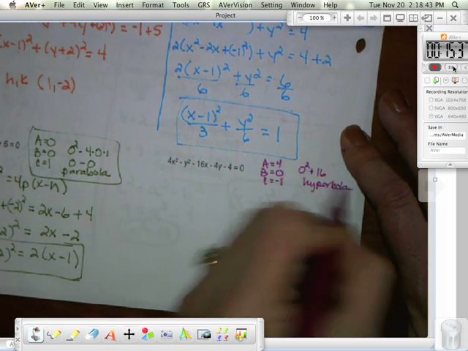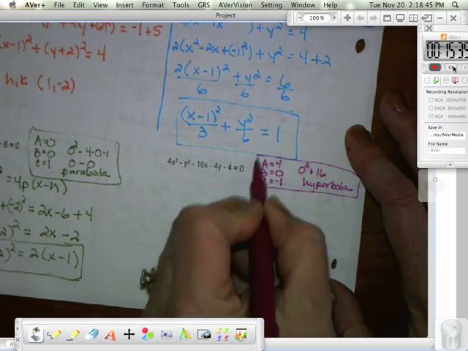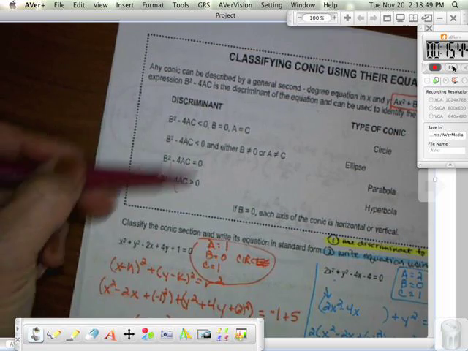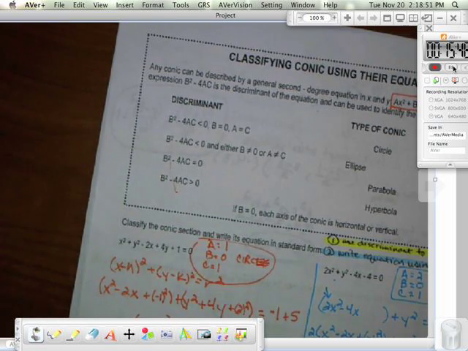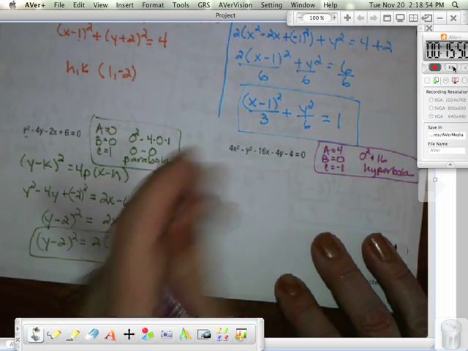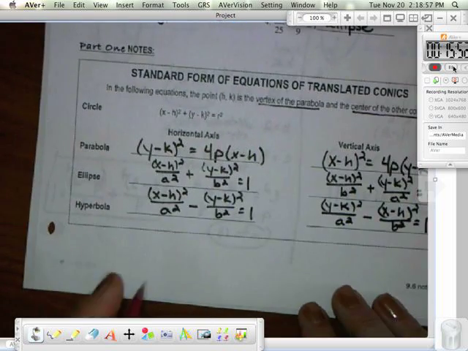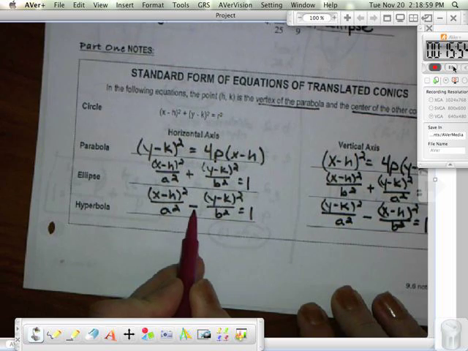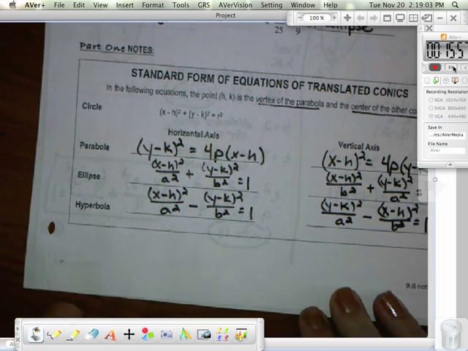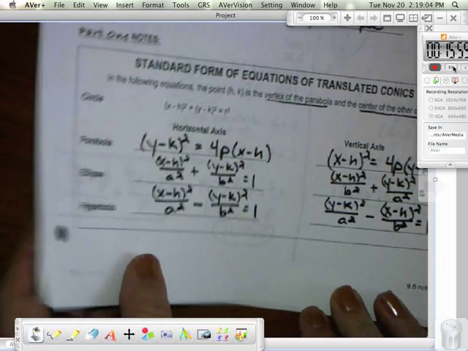Alrighty. Don't panic. I'm going to give you these so you don't have to memorize them. They'll be on the board for you. So now that means we are working with a hyperbola, either this one, be sure we keep a minus in between there, or this one. It depends on what happens here.